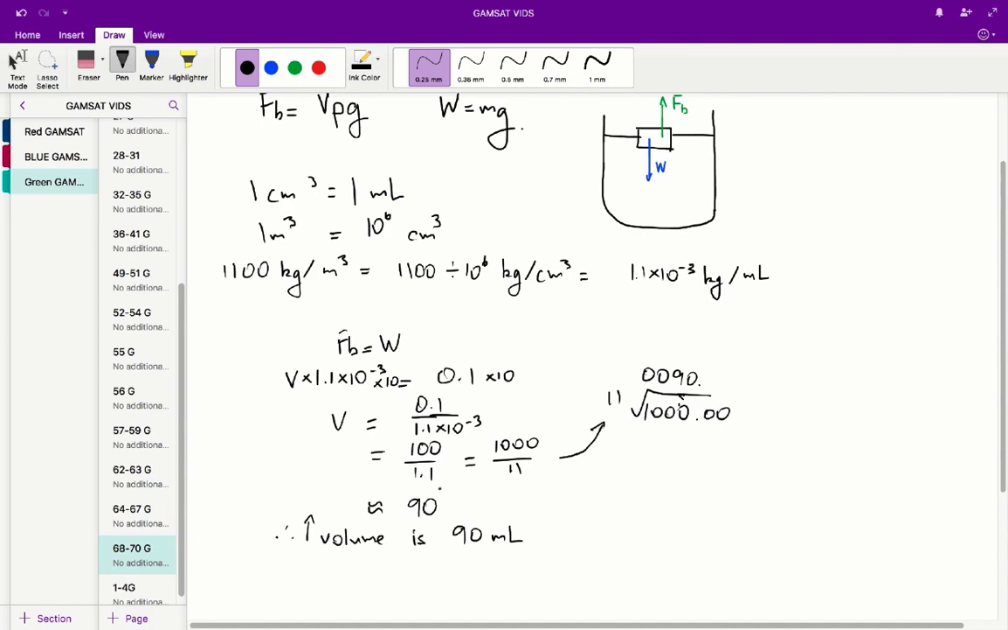which is equal to 100 on 1.1, and 100 on 1.1 is equivalent to 1000 on 11, because 100 divided by 1.1 is equal to 100 divided by 11 on 10, which is equal to 100 times 10 on 11, which is equal to 1000 on 11. So 1000 on 11, if you do just your long division by hand, you get about 90. So our volume is therefore about 90 mils. Therefore, we increase our volume by about 90 mils, and therefore the correct answer for question 68 is B.